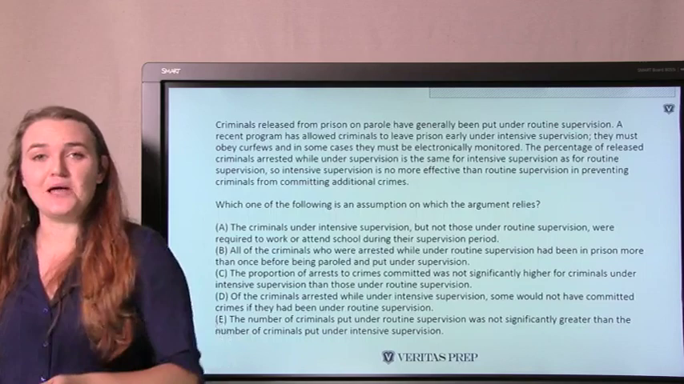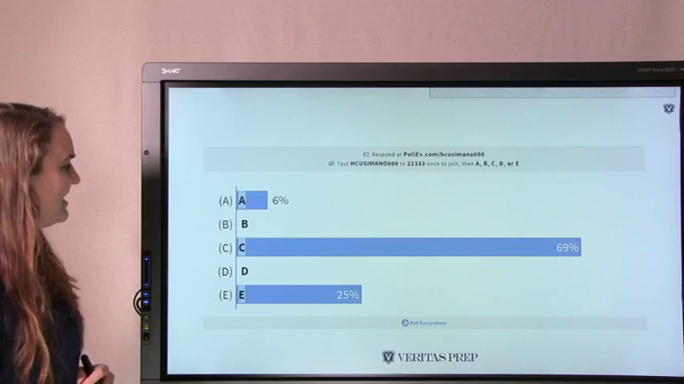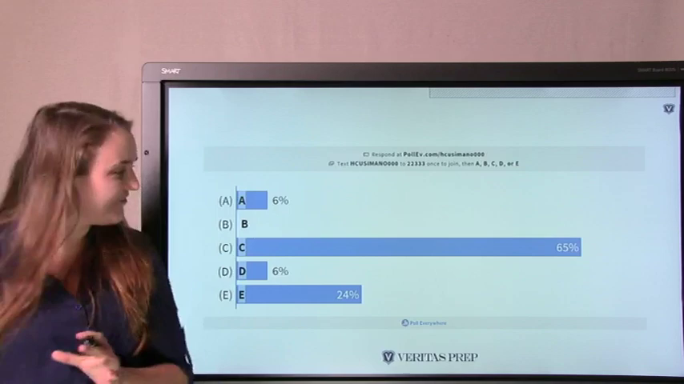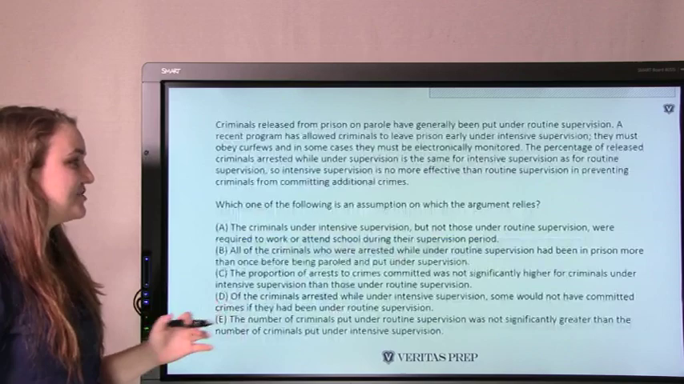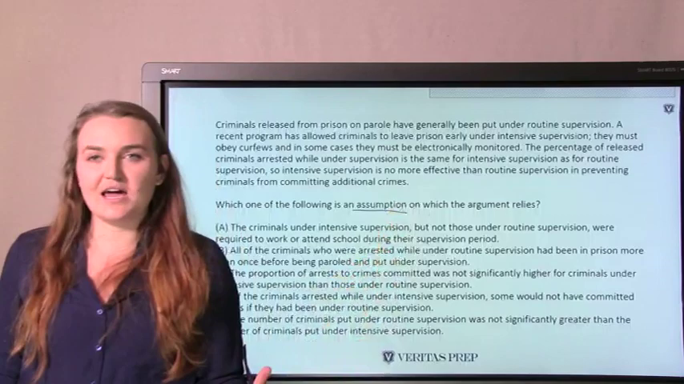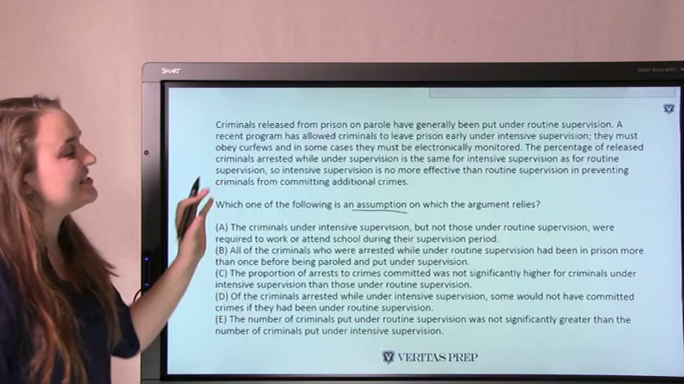Once again, I want to start by seeing where we fell in the polls. We've got some disagreement, some dispersion. However, a couple more folks have aligned onto our correct answer in this case. So let's talk through it. Again, we're looking at an assumption question, which is what we're going to be looking at over the course of today. We want to see if we can identify our conclusion, our premise, and the gap that exists between the two.